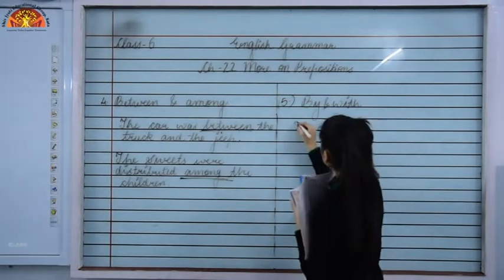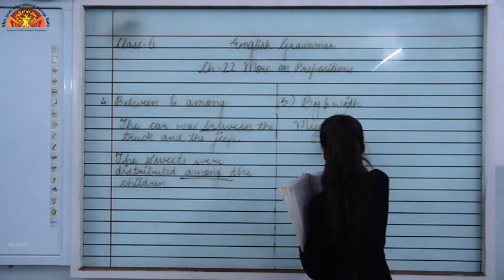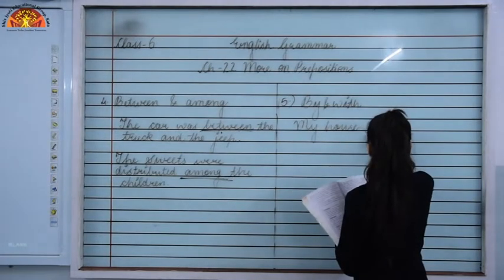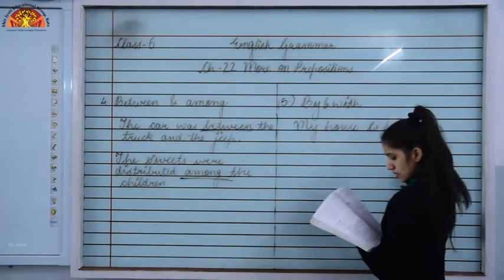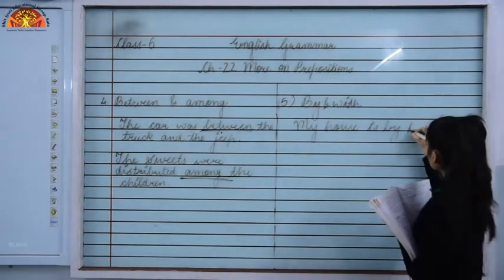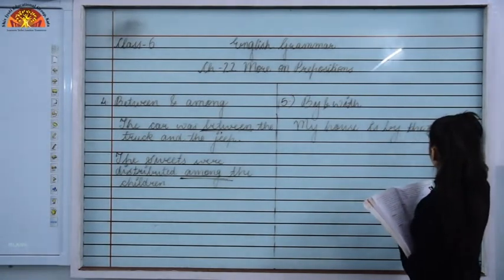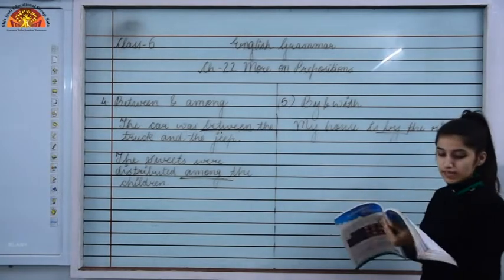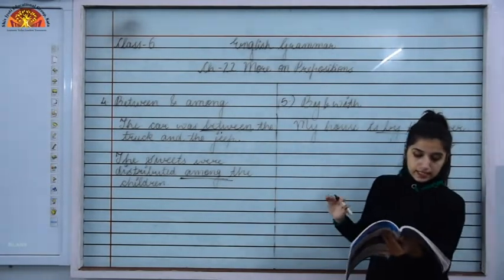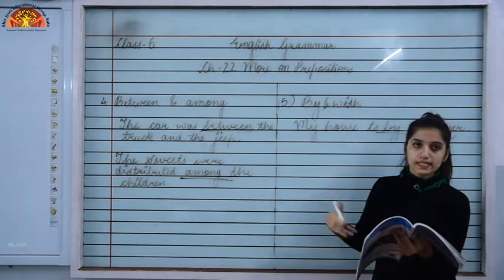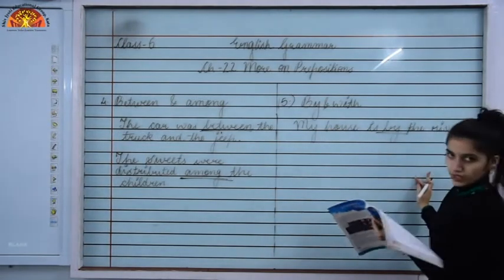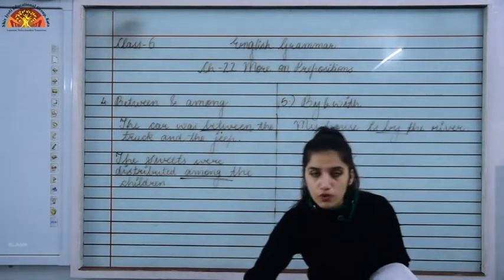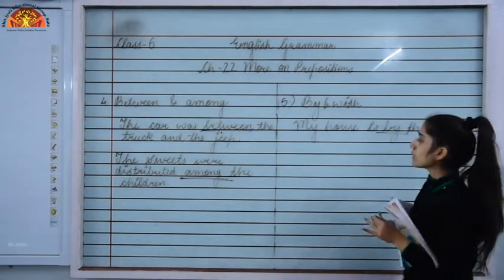Like you can see, my house is by the river. I have used by over there, and it is referring to what? It is telling us that it is next to or by the side of the river. That is why I have used by. But when I talk about what? When I talk about with.